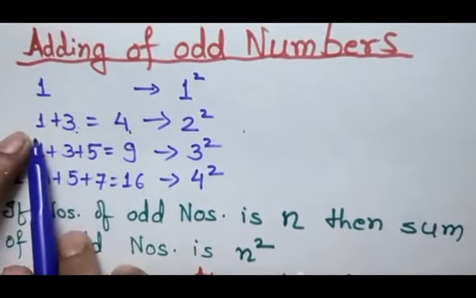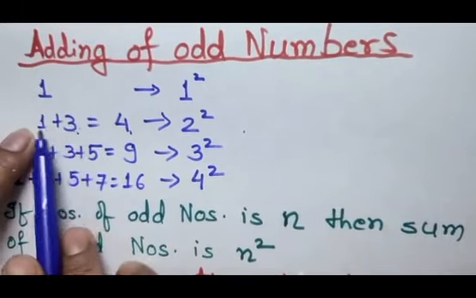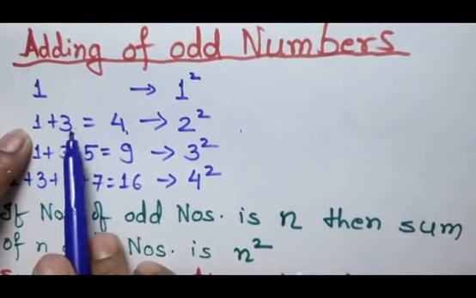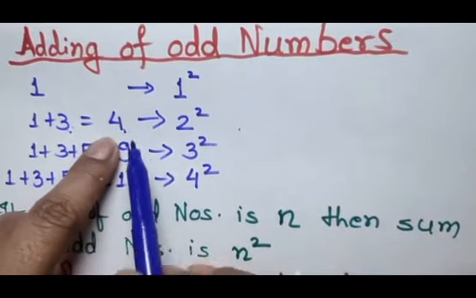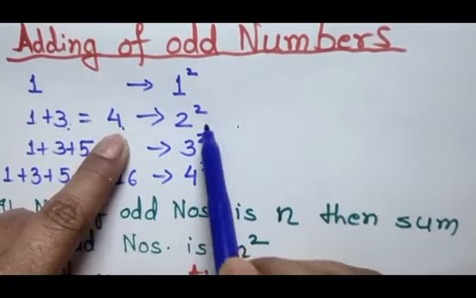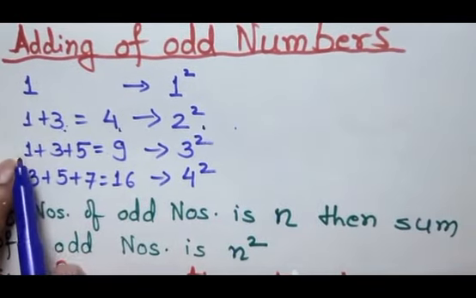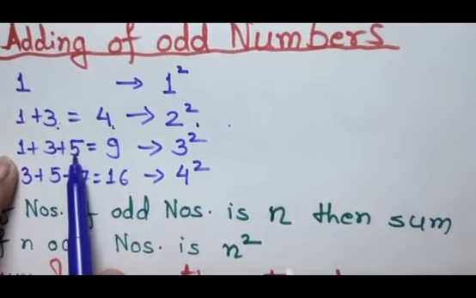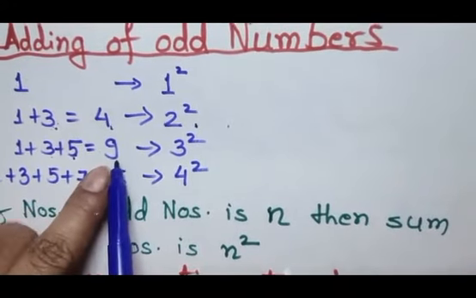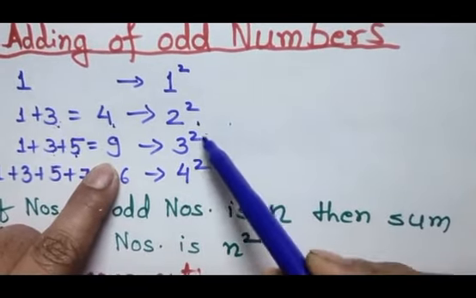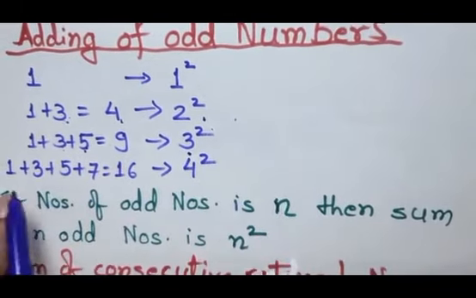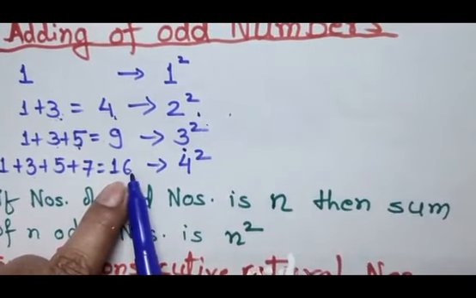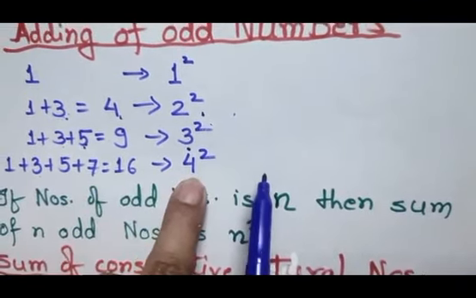Just as when we add 1 with 3, 1 and 3 are two consecutive odd numbers, we are getting 4. Here 4 is the square of 2, you can see. Now if you add 3 consecutive odd numbers, 1, 3 and 5, you are getting the sum 9. Here 9 is the square of 3. Similarly, by adding 1, 3, 5 and 7, we get 16. And 16 is the square of 4.